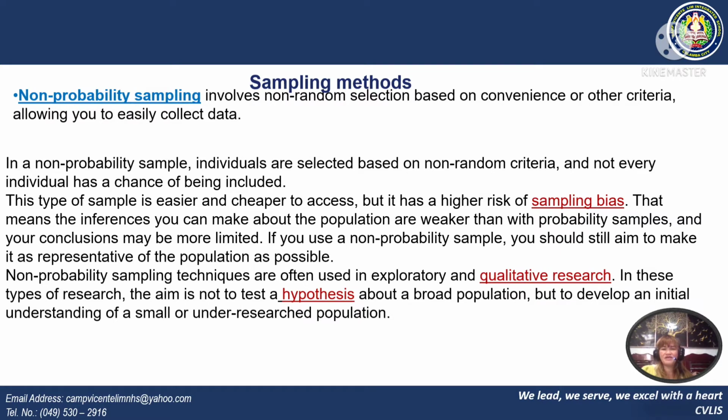Non-probability sampling techniques are often used in exploratory and qualitative research. In these types of research, the aim is not to test a hypothesis about a broad population, but to develop an initial understanding of a small or under-researched population. Okay?